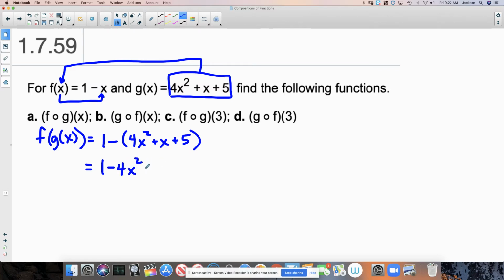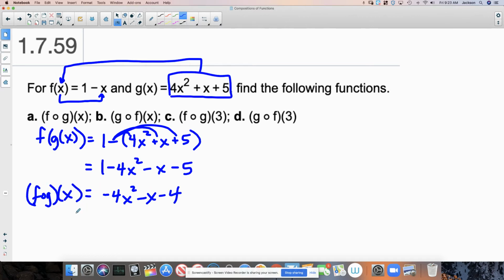So we have negative 4x, minus x, and minus 5, right? We're almost distributing this negative sign to all of these terms. And we end up with negative 4x squared minus x, and then 1 minus 5, which is negative 4. So here's our function f of g of x.